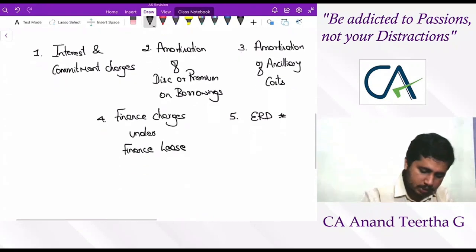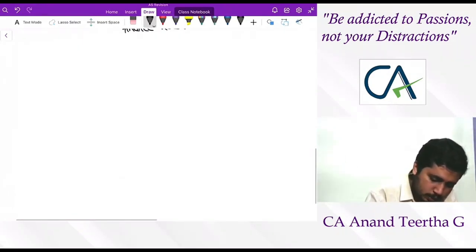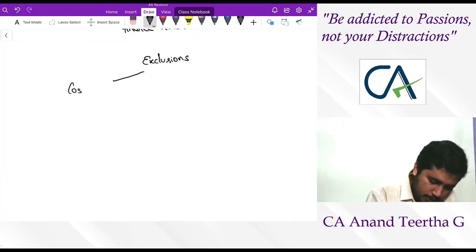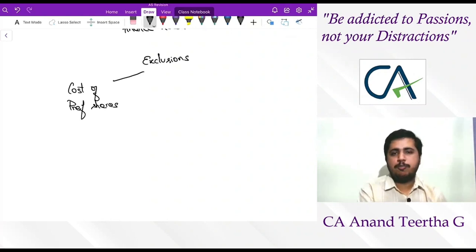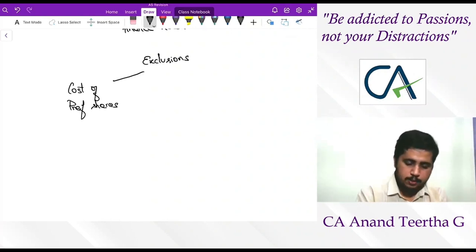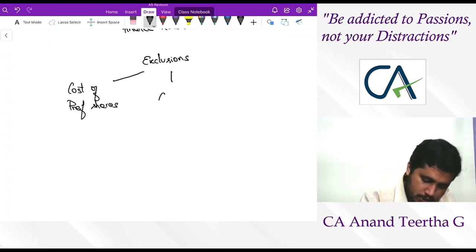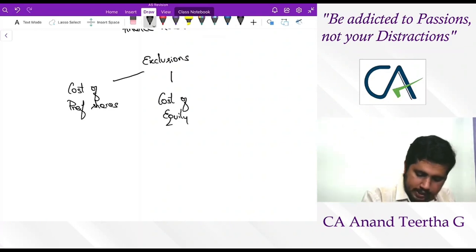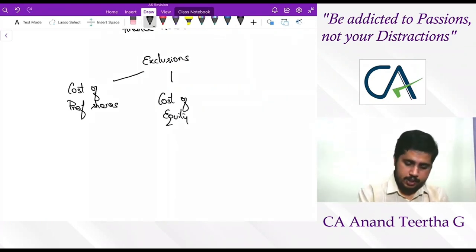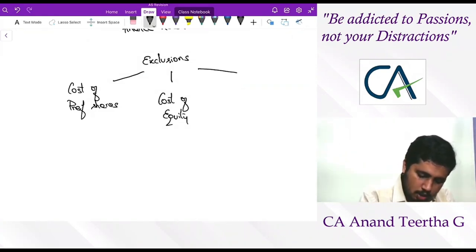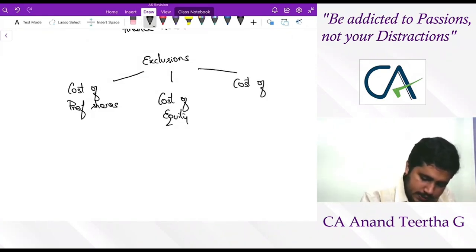Next, once we know the inclusions, we have to know certain exclusions also when it comes to borrowing cost. Now, what are those exclusions? Exclusions are cost of preference shares, because they are not borrowings as such, they are considered as capital element. So cost of preference shares, which is dividend, is excluded. Then cost of equity, again in connection to ownership, so it is not supposed to come. Then cost of retained earnings.